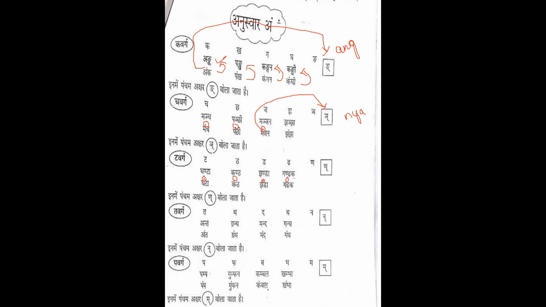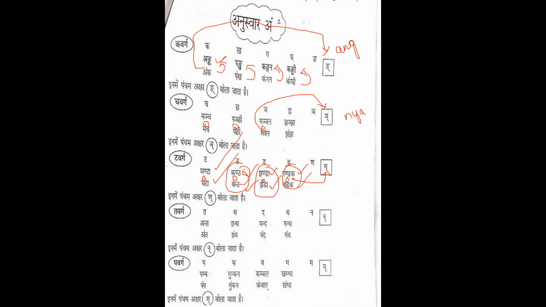Ghanta. See here, this is the form. These both are same only. If you have a dot, it is in this form. If you don't want to use the dot, you can write this; this is correct, this is also correct. Kant, Janda, Gandak. Okay, so before Tavarg, if there is a dot, the dot sound is na.